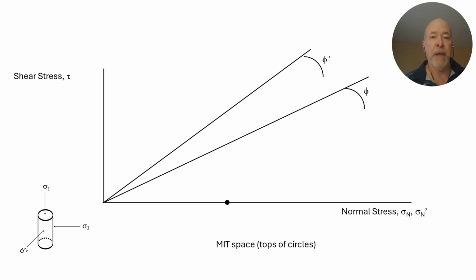Let's start off with our axes. Normal stress on the horizontal, shear stress on the vertical. We've got two different failure envelopes, total and effective stress. We have a point representing our consolidation point, and on the lower left, we've got a triaxial test sample designating the conventions there, sigma 1 being vertical, sigma 3 and 2 horizontal. So we've consolidated a point out here, isotropic consolidation. So sigma 1 equals sigma 3, so it's a point.